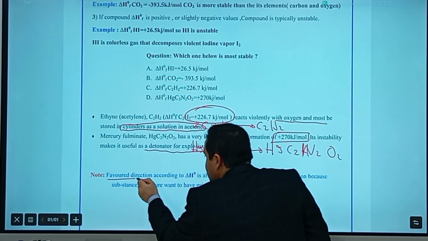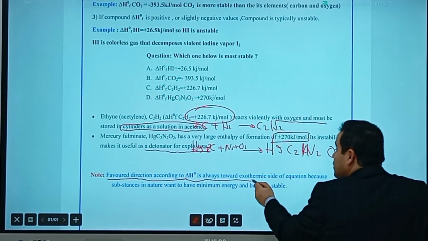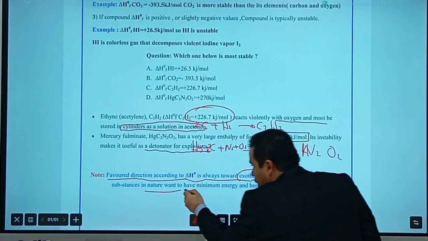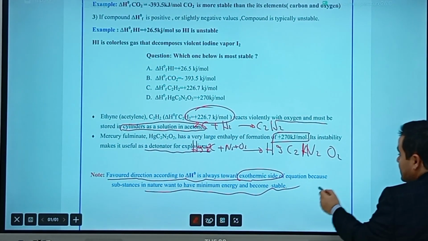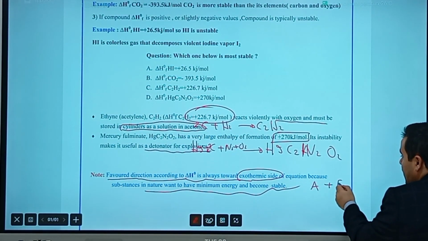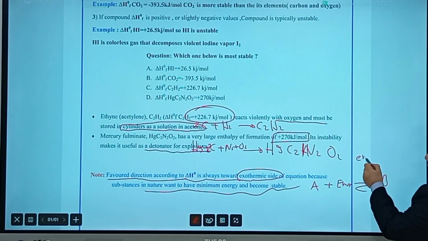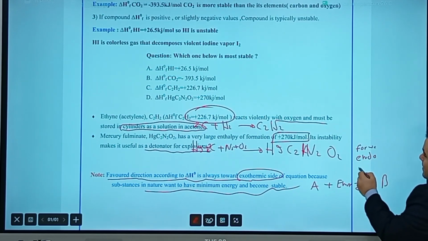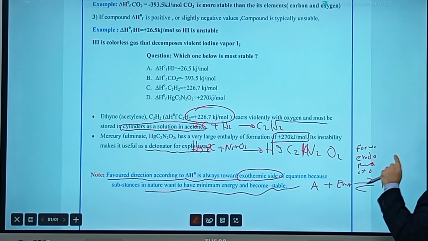According to the enthalpy, guys, we have a note here. According to enthalpy, the direction is toward the exothermic side. Because substances in nature want to have minimum energy and become stable. So if it is A plus energy goes to B, this is endothermic. Endo by forward. How about reverse? Reverse is exothermic. Always the exothermic side is favored according to a reaction.